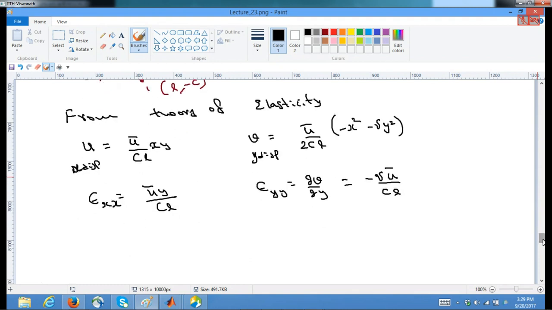And let us also do gamma xy, which is epsilon xy plus epsilon yx. And you will see that under pure bending, if you compute these things, the shear strain has to be 0.